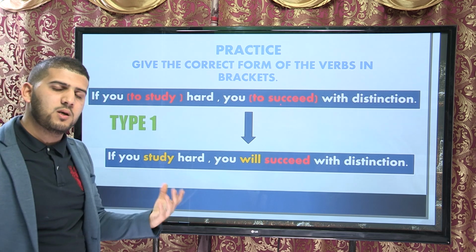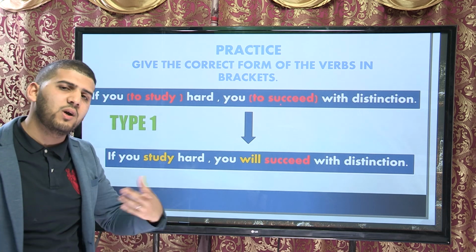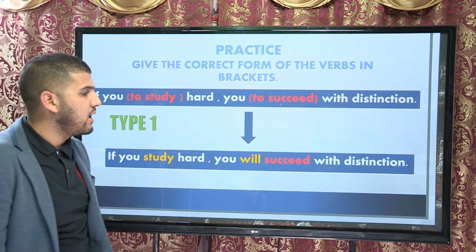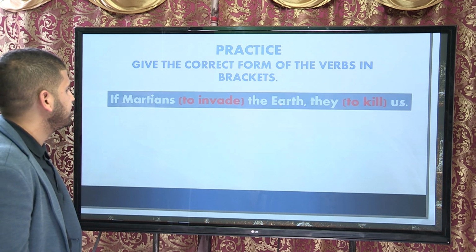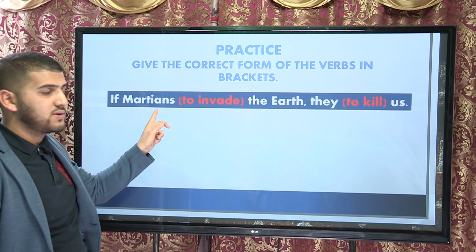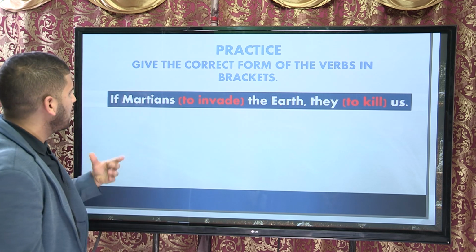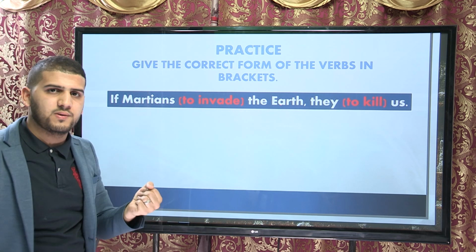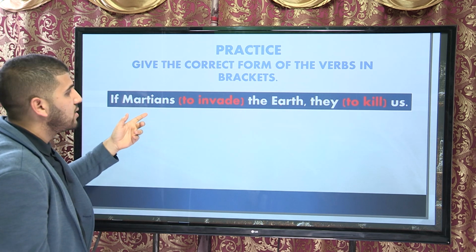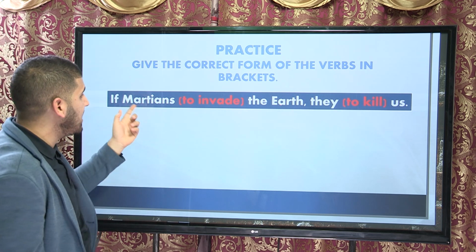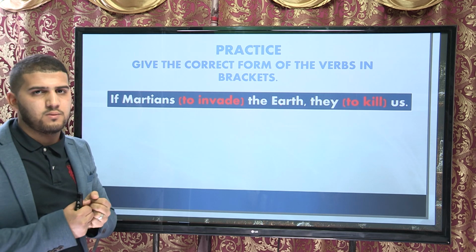So this is an if conditional in the present. So this is an if conditional type 1 where we are talking about possibility either in the present or in the future. Let's move on to the second sentence. If Martians to invade the Earth, they to kill us. So here we are dealing with Martians. Martians, they are aliens. So we are just imagining what would happen if Martians invaded the Earth. So this is just an imaginary situation, right?